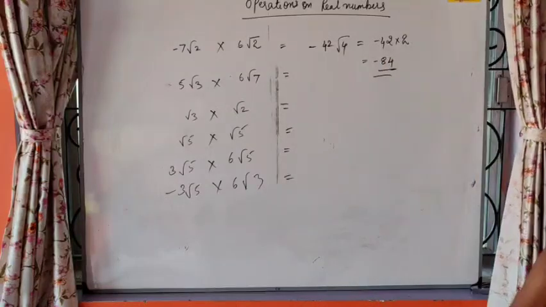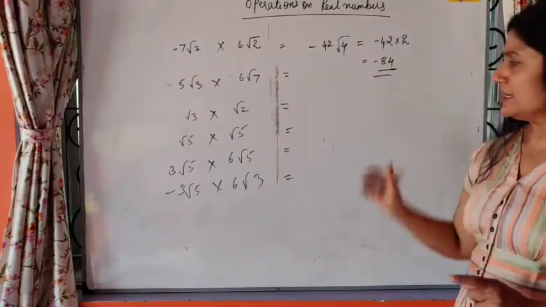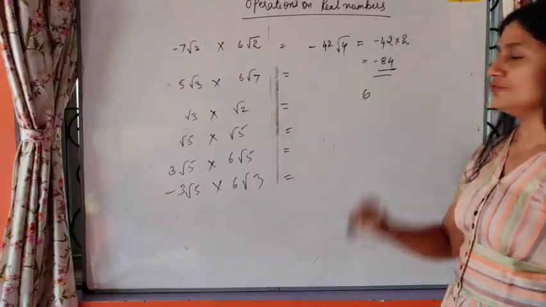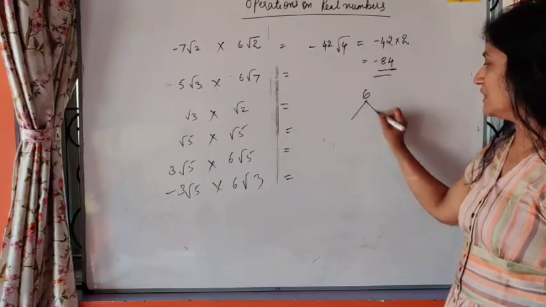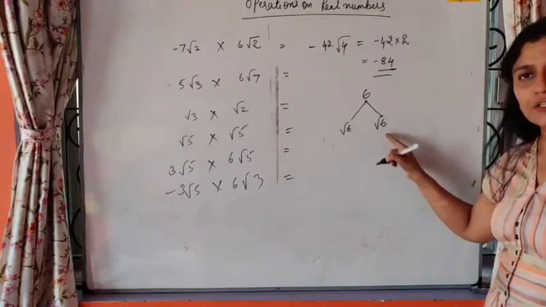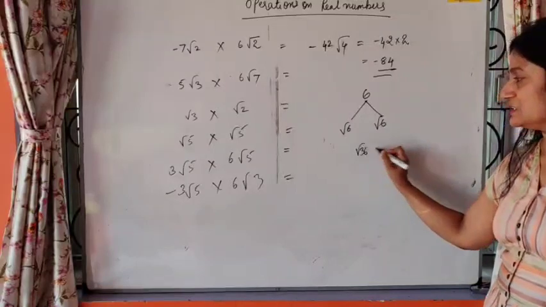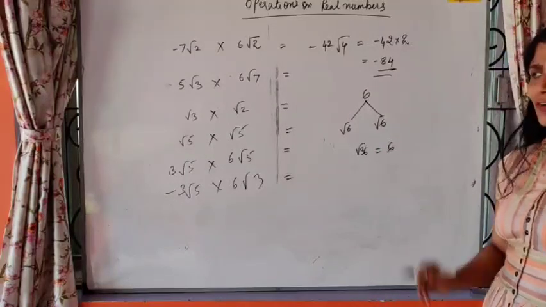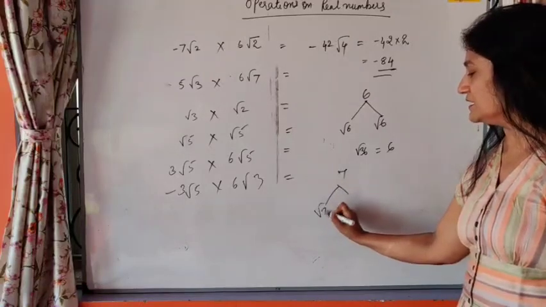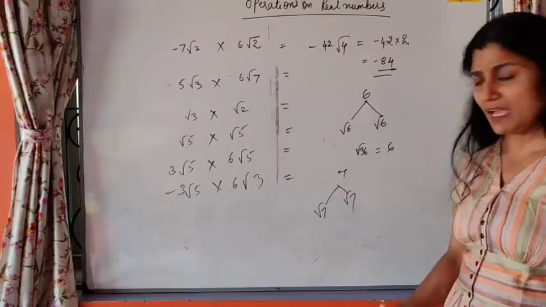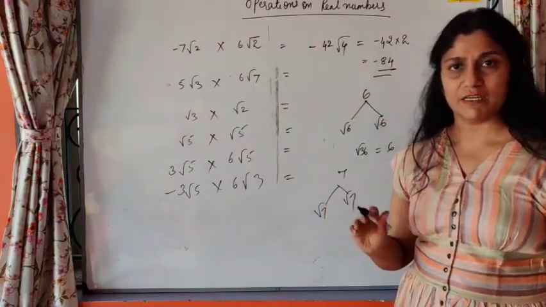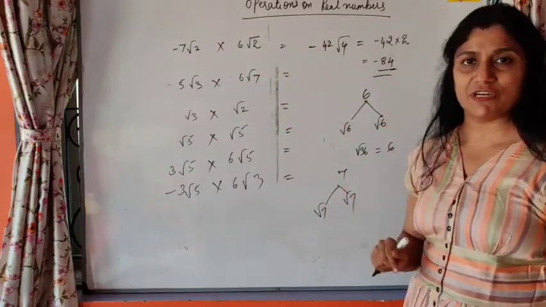Got it? See, any number can be broken into two parts. Any natural number. Like if you want to break 6, you can break it into two parts, root 6 and root 6. Root 6 into root 6 is root 36, which is equal to 6. For breaking a number into two parts, like 7, you can break it down as root 7 and root 7. Okay? So, any surd multiplied by the same surd gives you the natural number.